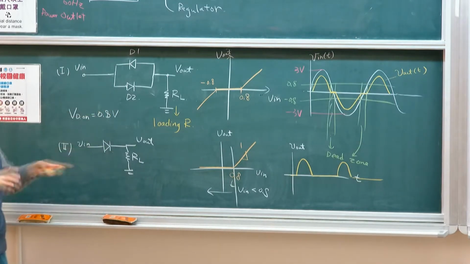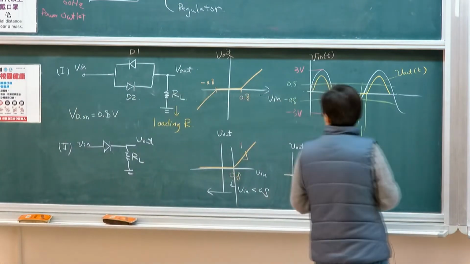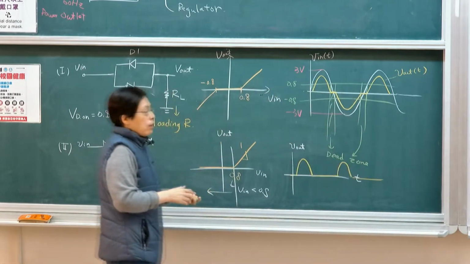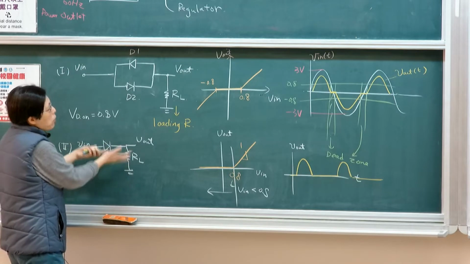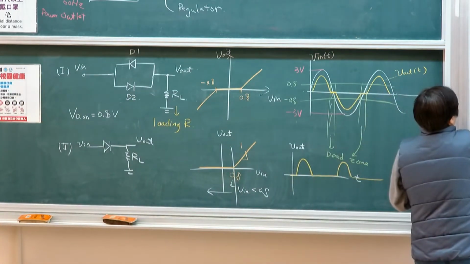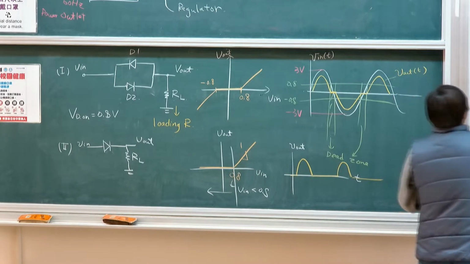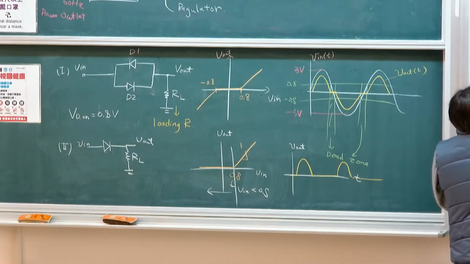Okay? So these are cases where the diodes are in series, bridging input and output. If you think about it, I can also place the diode in parallel to the load. So let's look at the third type of circuit. It's called a limiter.